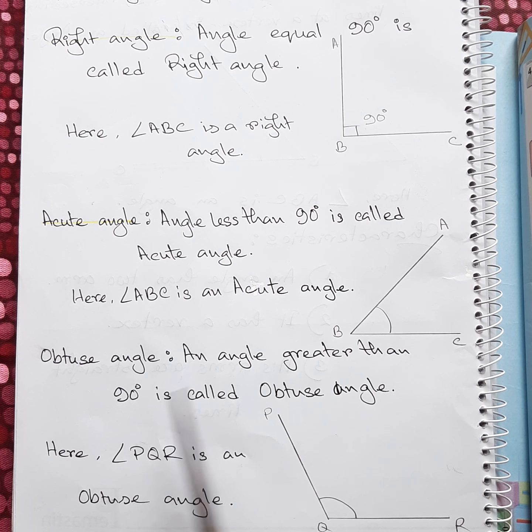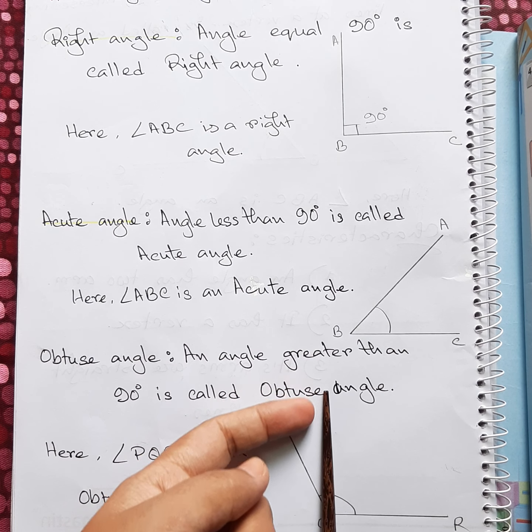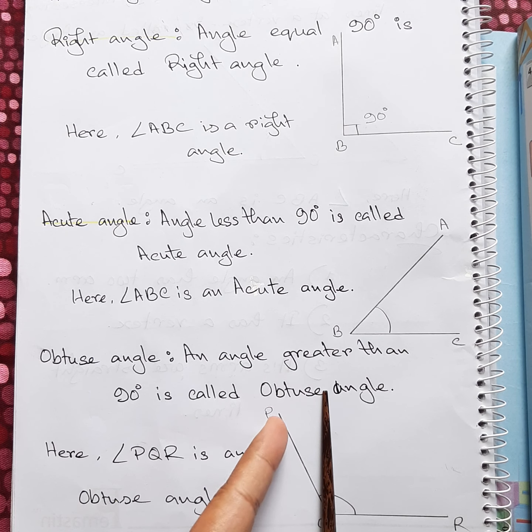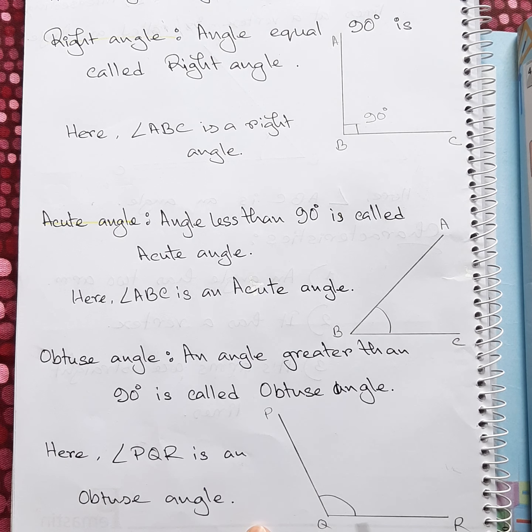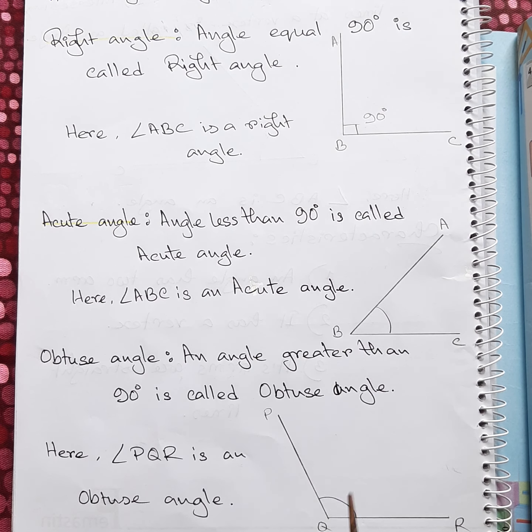Okay, the another one, obtuse angle. An angle greater than 90 degrees is called an obtuse angle. As you know, that part is 90 degrees and it is actually bigger than 90 degrees. It means that angle PQR is an obtuse angle.